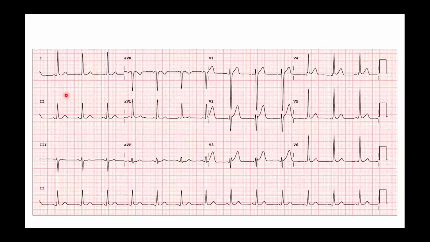Another feature to look for carefully is a small R and a deep S in lead 3. For example, in S1, S2, S3 syndrome you will have the S wave in lead 3 because of the counterclockwise rotation of the heart. In normal individuals, and in some cases of pulmonary hypertension or other pulmonary abnormality, you can see the small R or deep S in lead 3.